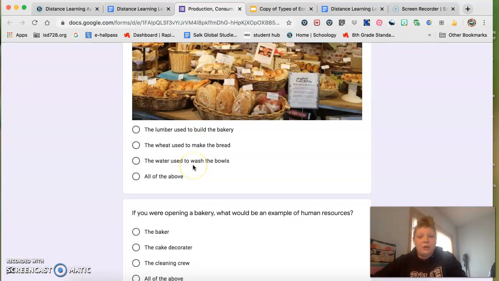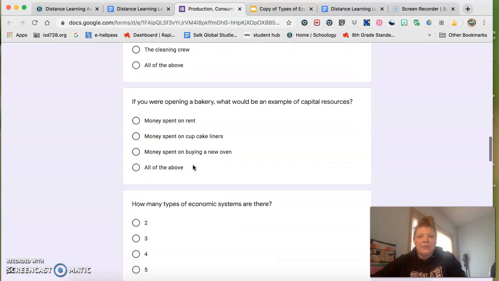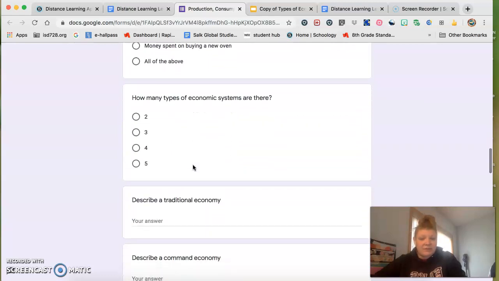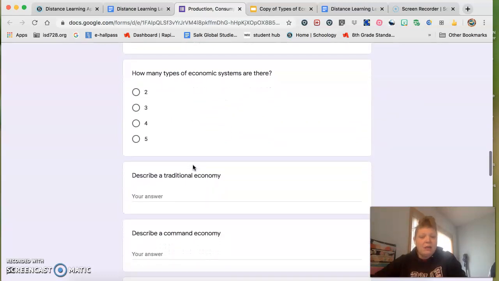When you get into your assessment here, you'll answer some questions about the different types of economy. Here is a big clue and hint for you. All economies are mixed economies. So though all economies have some aspect of command, traditional, market, truly they are all mixed.